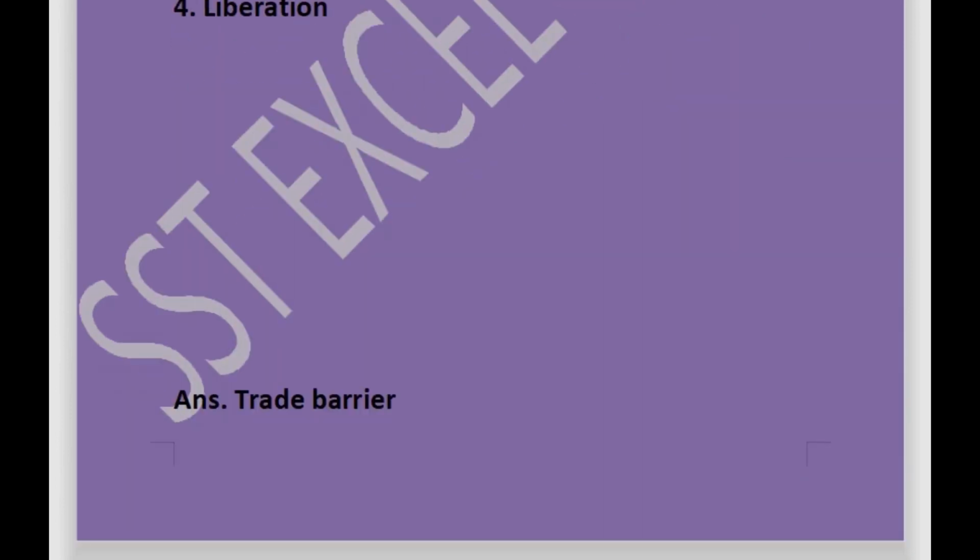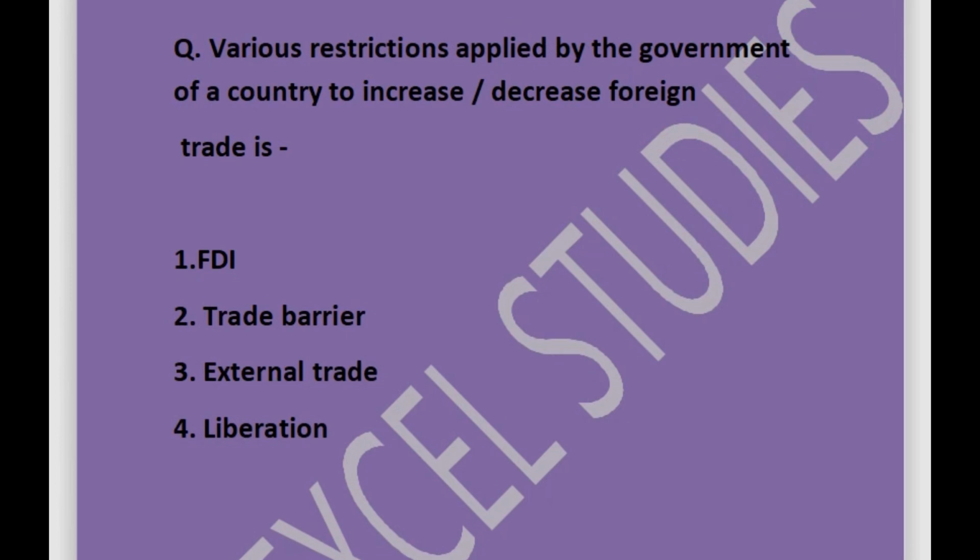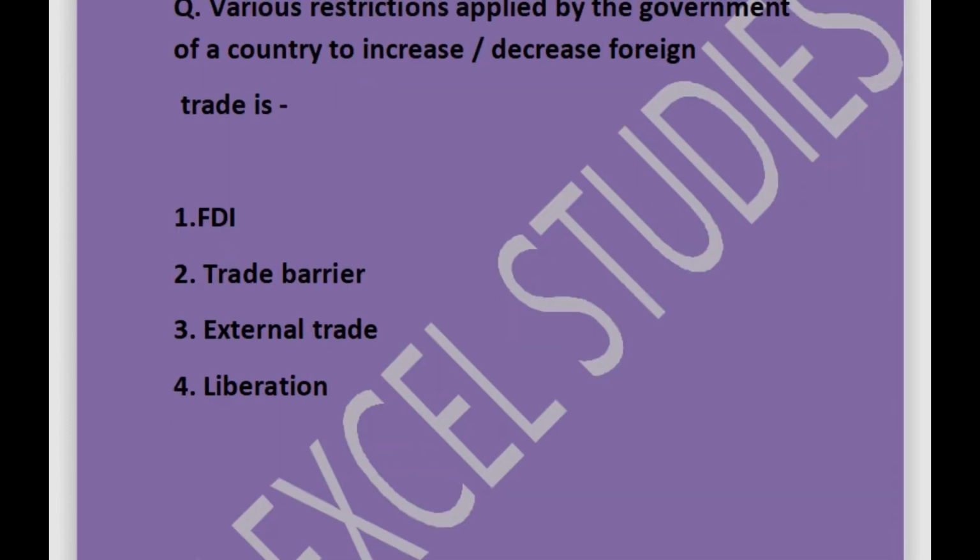Answer is trade barrier. A country applies some restrictions on international trade, whether it could be to increase the trade or it could be for decreasing the foreign trade, and this is called trade barrier. Government could reduce the taxes to increase foreign trade, or it can increase taxes for decreasing foreign trade. So to increase or decrease foreign trade, trade barrier is applied by the government of a country.